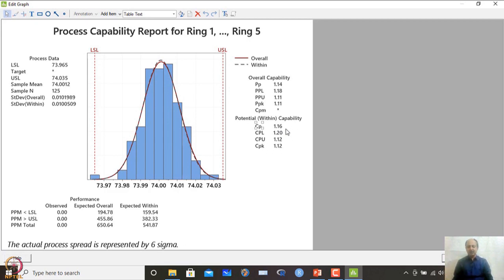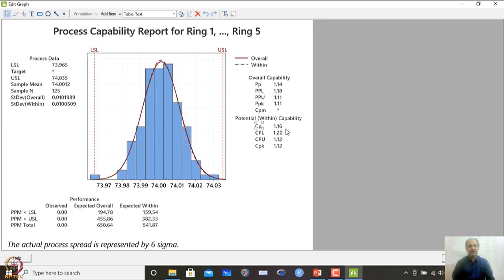We can say it is just capable. It has not reached 1.33, which was the standard in many of the companies, but it has just crossed 1. So there is a need for improvement of this process. We need to reach around 2 CP values. That is our objective. We want to reduce the variability, and the more I reduce the variability, the more my CP index increases. That will be our point of discussion.